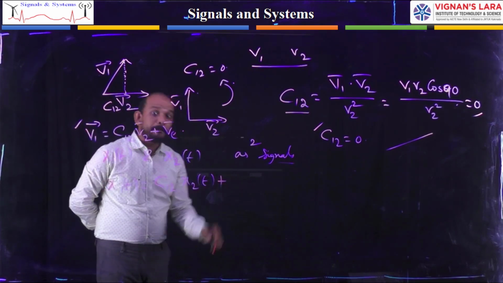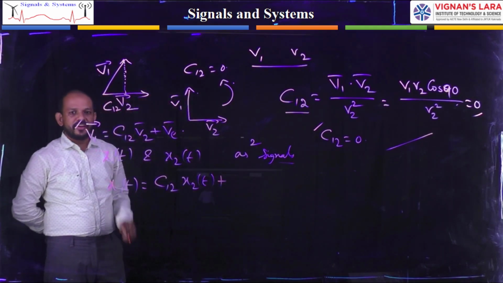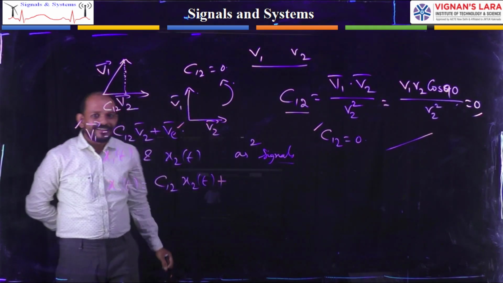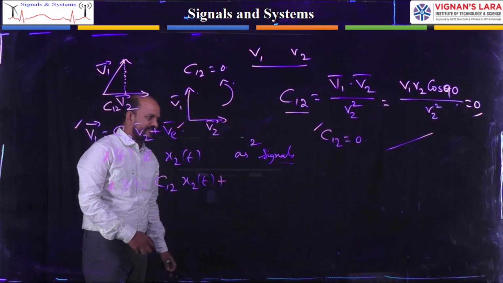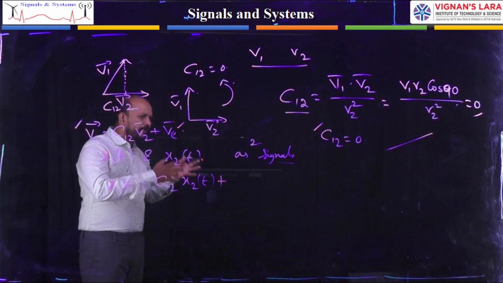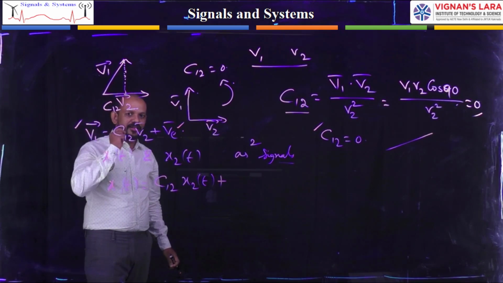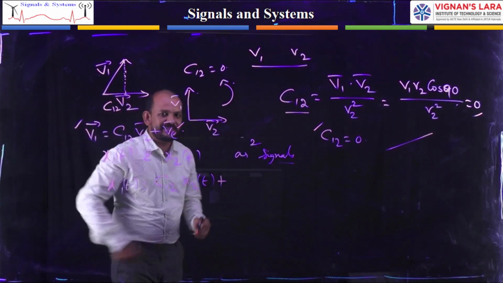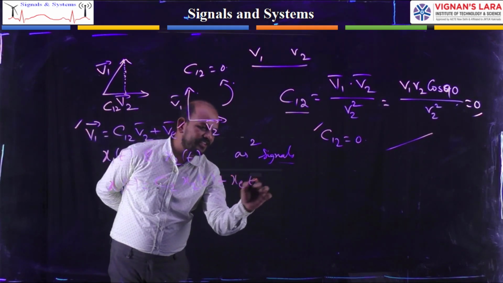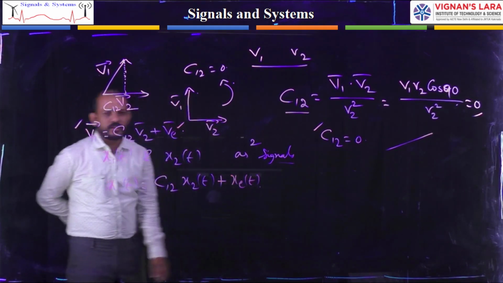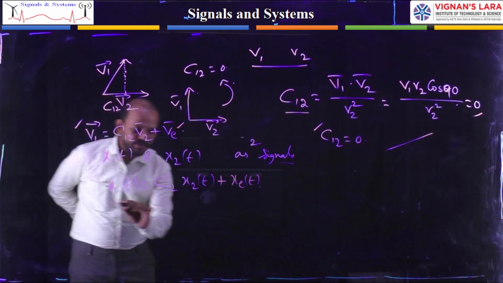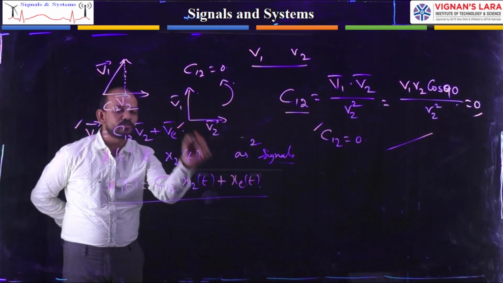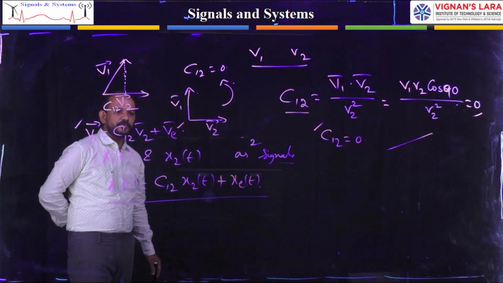Plus there is an error. Here we had the error vector; in the same way, there is an error signal. We can't express one signal in terms of another signal perfectly. There is a small error, but we have to choose that error as small as possible. That error signal can be represented as xe of t. So by this equation, I can represent the signal x1 of t in terms of x2 of t.